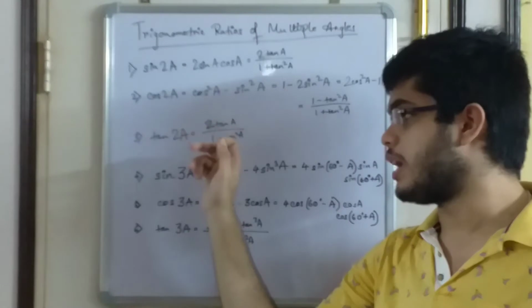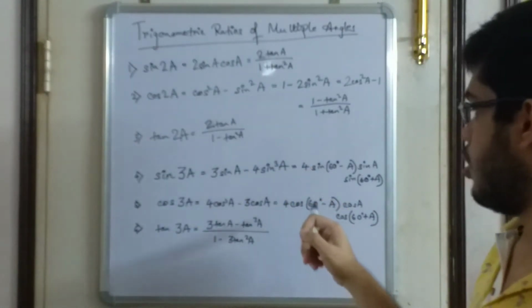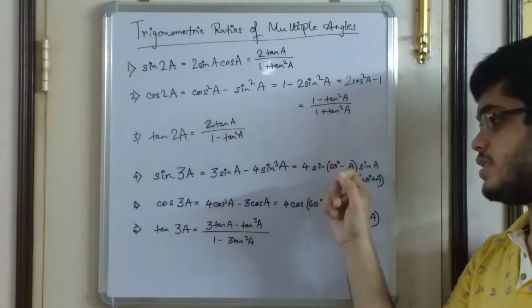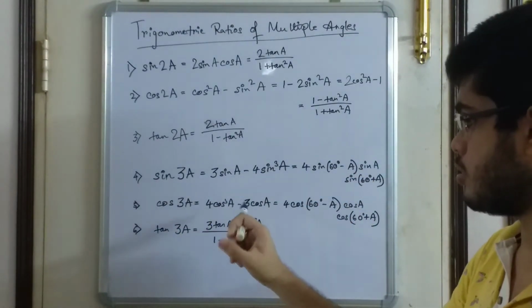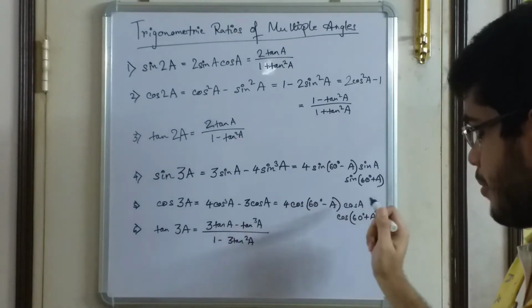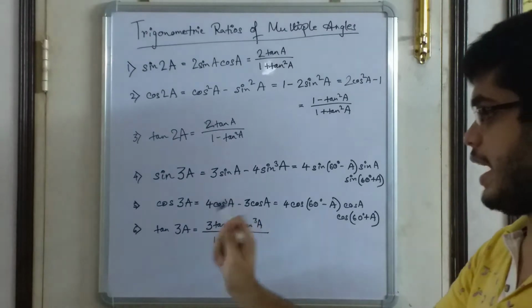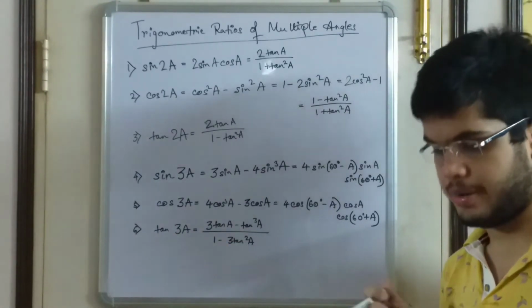Tan 2a is 2 tan a by 1 minus tan square a. Sin 3a is 3 sin a minus 4 sin cube a, can also be written as 4 sin 60 degree minus a sin 60 degree plus a. Cos 3a is 4 cos cube a minus 3 cos a, can also be written as 4 cos 60 degree minus a cos 60 degree plus a, and tan 3a is 3 tan a minus tan cube a by 1 minus 3 tan square a. Okay.